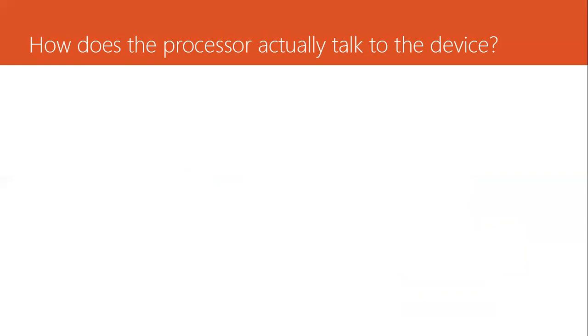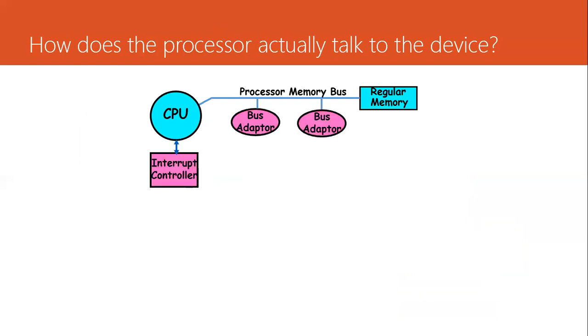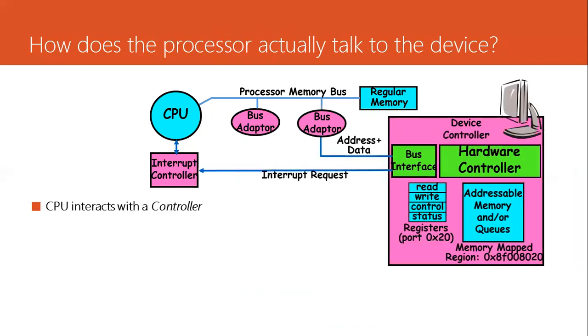As we know, the processor and memory communicate with each other using a combination of specialized buses: the address bus, the data bus, and the control bus, right? The CPU would also talk to devices attached to a set of adapters through a central bus and an interrupt controller. Let's consider a device, for example, a graphics card.